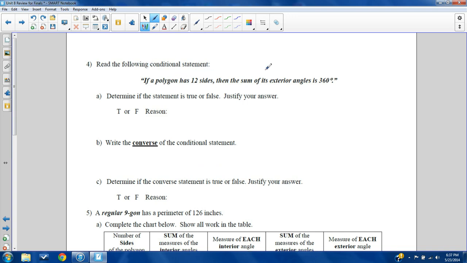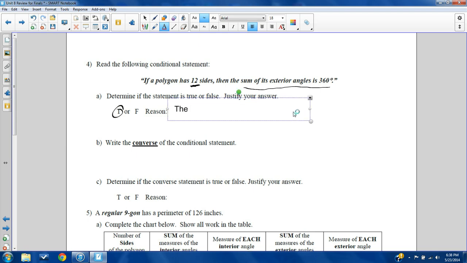Okay, moving on. Read the following conditional statement. If a polygon has 12 sides, then the sum of its exterior angles is 360 degrees. What's funny about this is you don't want to think about this one too much. This is trying to trick you. It's trying to say, oh, 12 sides, is that different from 6 sides or from 9 sides? The answer is the sum of exterior angles is always 360 degrees. True. The reason: the sum of all exterior angles in any polygon is 360 degrees. Always, always, always.